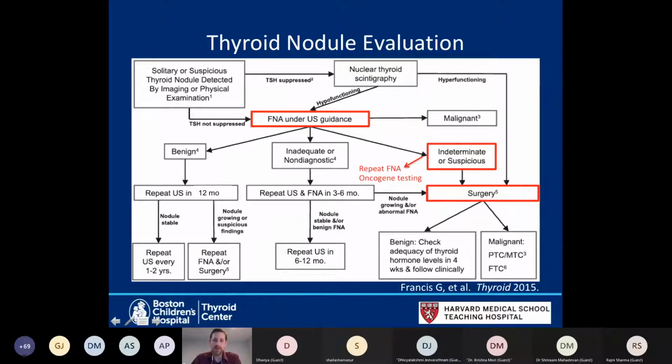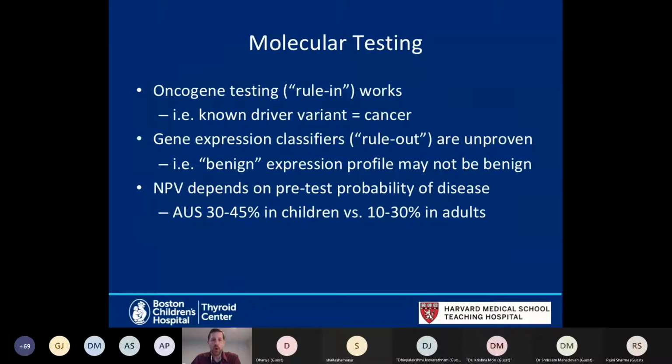There's quite a bit of interest recently in molecular testing, which, as you may know, has sort of revolutionized nodule care in adults. Data are much more sparse in pediatrics, although they're emerging. I was just going to say a quick word about that, which is that genetic testing works pretty well if you're using a rule-in methodology. That is, if you find an oncogenic driver mutation variant, that is indicative of cancer and perhaps would influence you to do a cancer operation, that is a total thyroidectomy, as opposed to a diagnostic lobectomy.